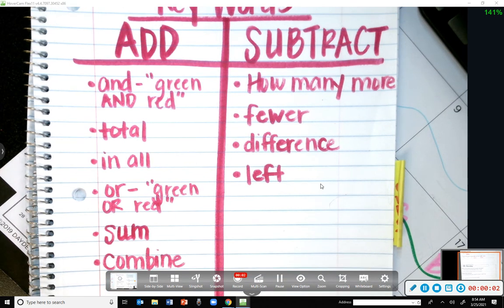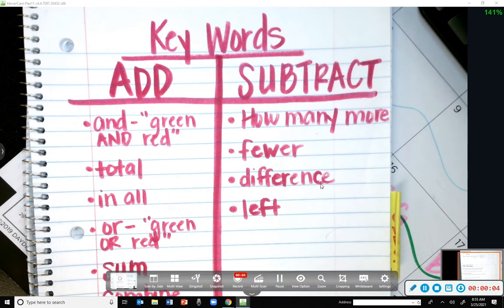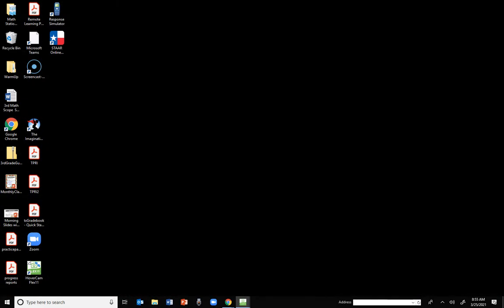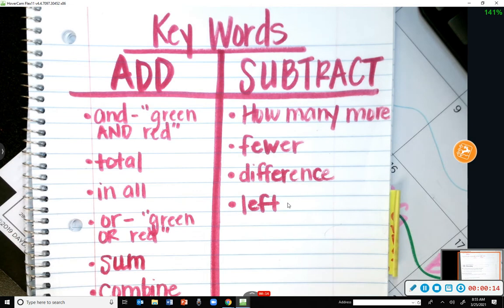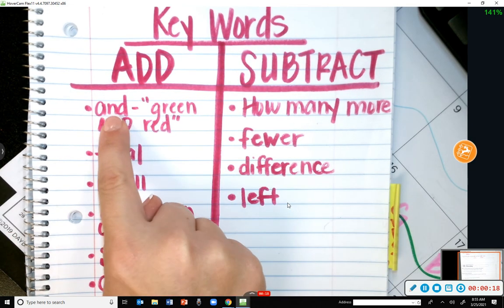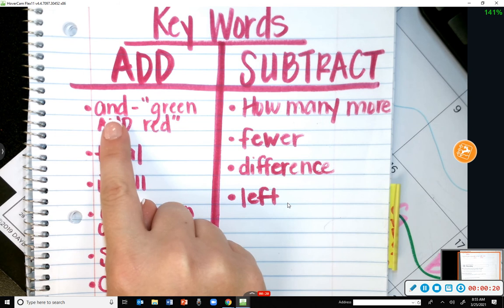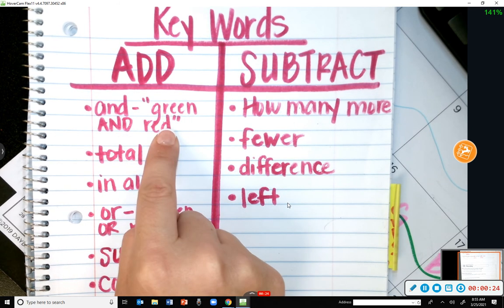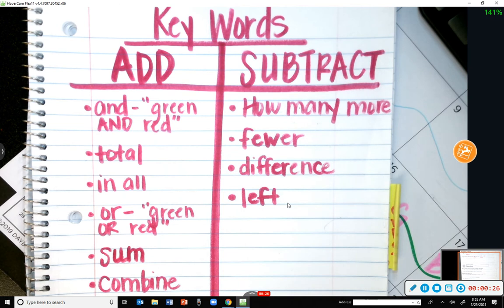Okay, today for math, we're going to continue looking at dot plots. Okay, so I wanted to look real quickly again at the keywords we wrote in our notebooks yesterday. So for add, we need to remember that if it says and, like Paul and Ricardo, green and red, then that means you need to add those two together.